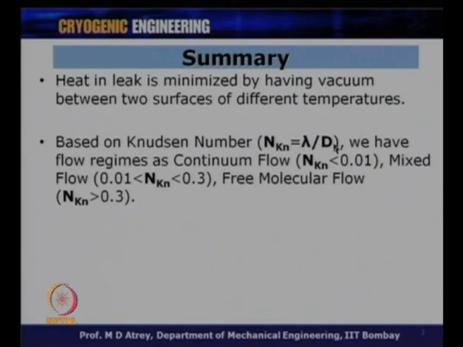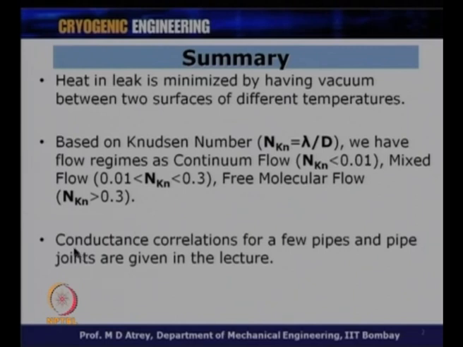Lambda by d basically determines the ratio of the mean free path to the characteristic dimension d, and lambda is defined as the length between two subsequent collisions of the molecules. The various conductance correlations we had understood. The conductance correlations for a few pipes and pipe joints are given in the lectures, and based on these correlations we can calculate conductance, based upon which we can calculate the pumping speed and the system speed.